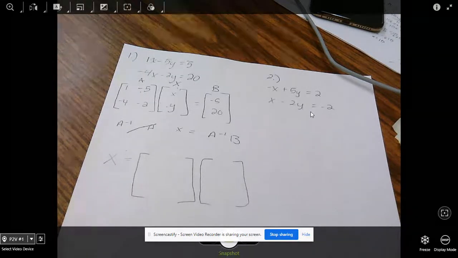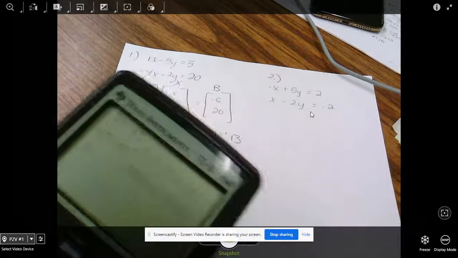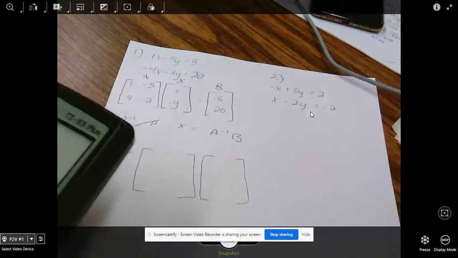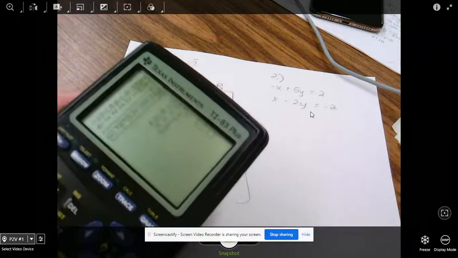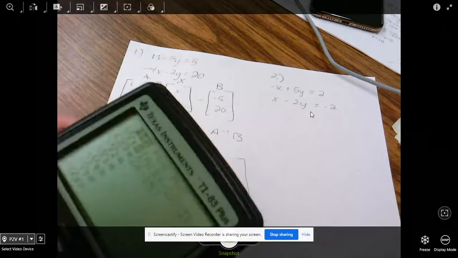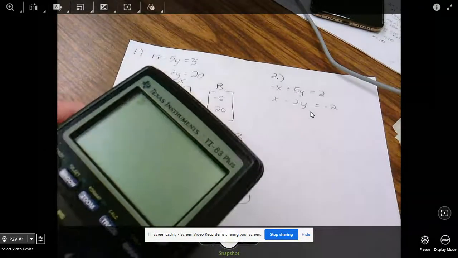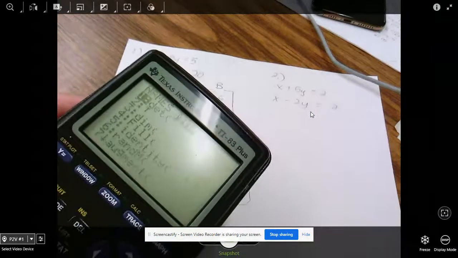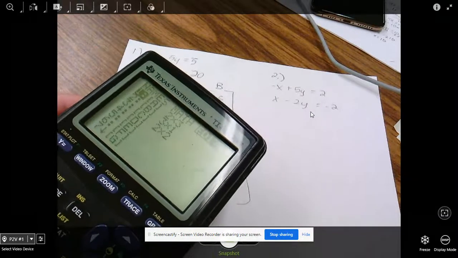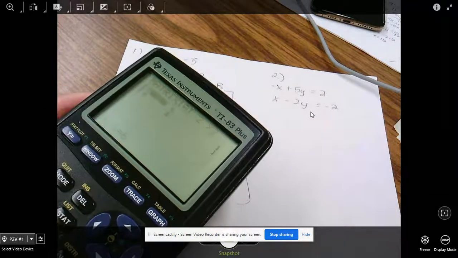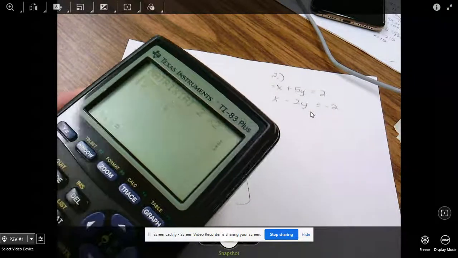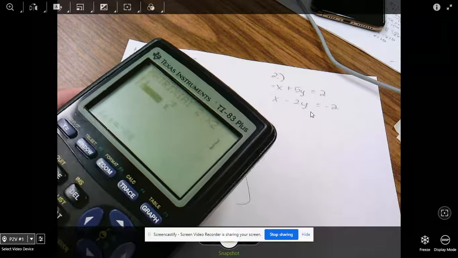Okay. So I'm going to put in my calculator, second matrix, go over to edit A. And this is a 2 by 2 matrix. And my matrix is 1, -5, -4, and -2.